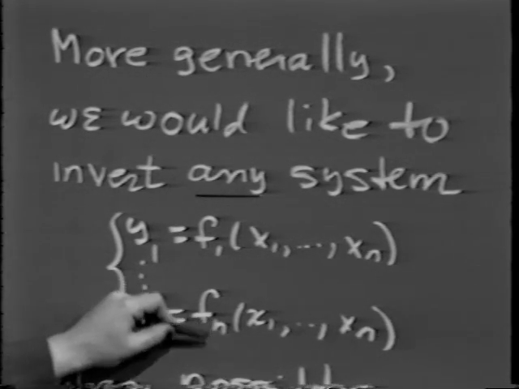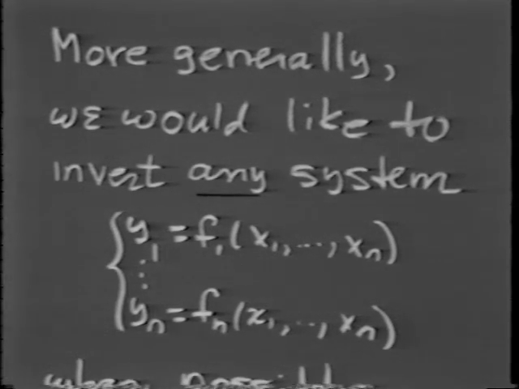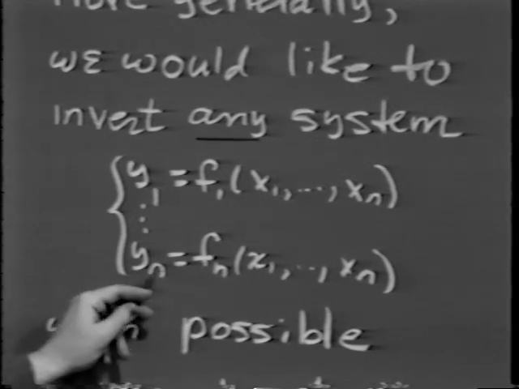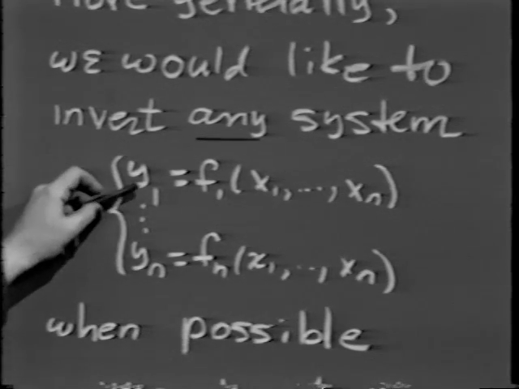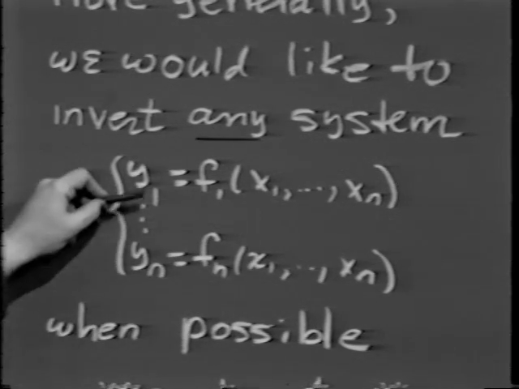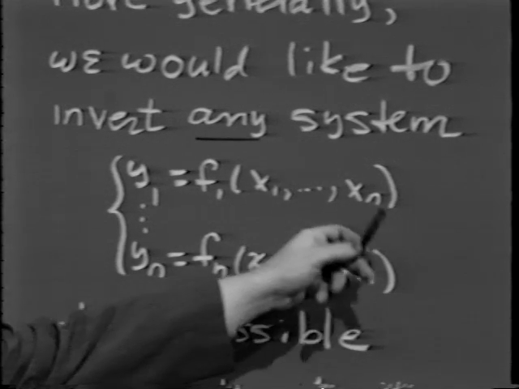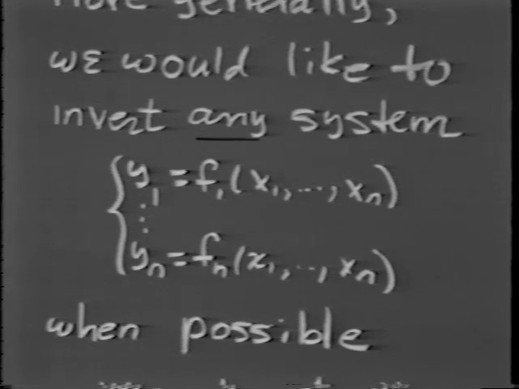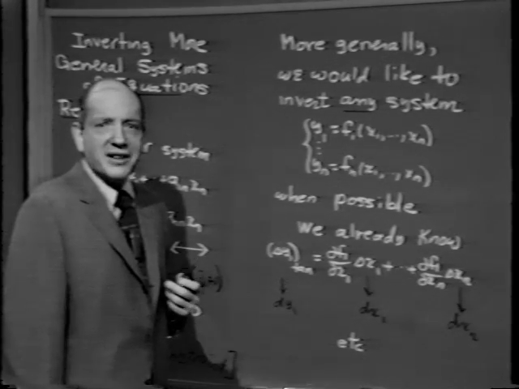And what we would like to do is to invert this system, assuming, of course, that such an inversion is possible. Again, what do we mean by the inversion? We mean somehow we would like to know that given the system of n equations in n unknowns, where the y's are expressed explicitly in terms of the x's, can we invert this and express the x's in terms of the y's, either explicitly or implicitly? That's the problem that we'd like to tackle.